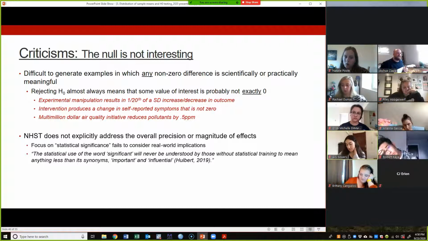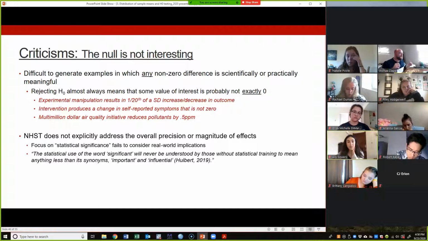Our hypothesis tests don't explicitly address precision or magnitude, right? And when we start getting hyper-focused on whether or not we have statistical significance, we start to overlook whether or not there's any sort of practical meaning or influence of what we've done, right? We just say, yeah, it's not zero, but we're not looking at that upper and lower bound. We're not considering the precision of our estimate, right?